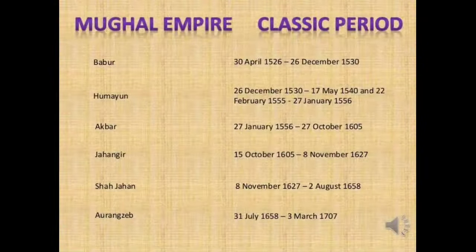This rank is divided into two more types. The first one is the Jat and the second one is the Sabar. So what is a Jat? Jat is a rank given on the personal status of a person. They'll assign you and then give you a rank based on your personal status. That is called Jat.